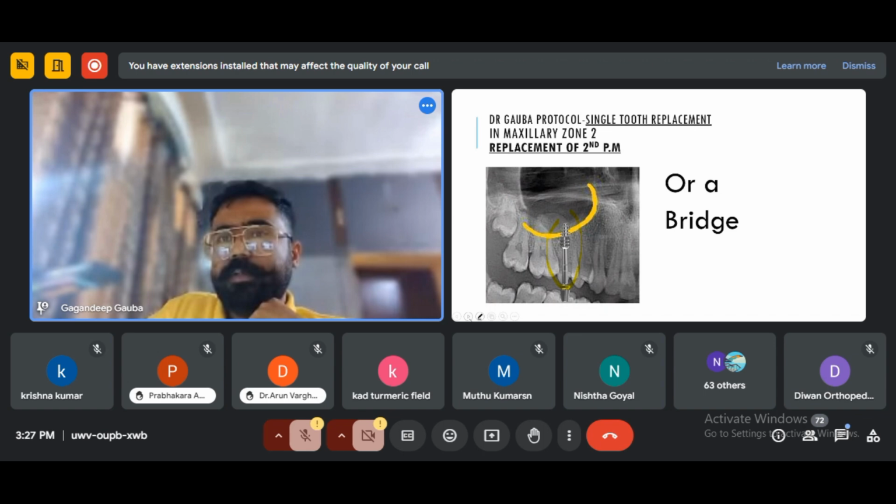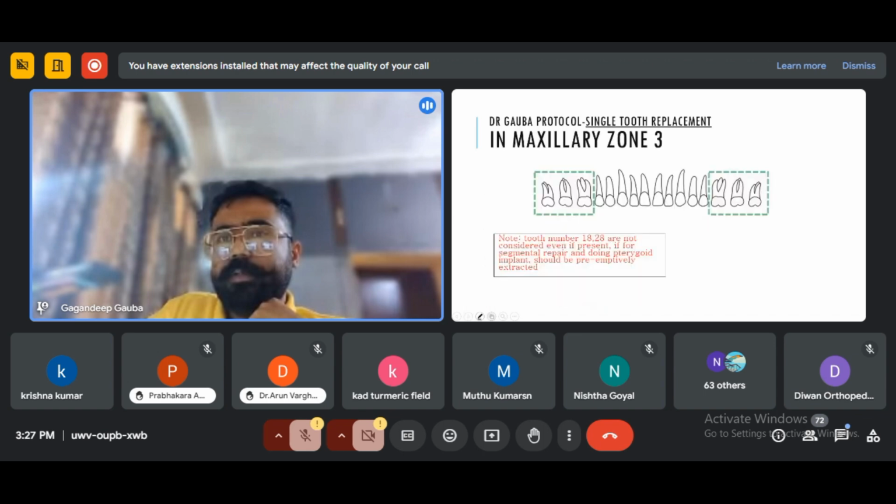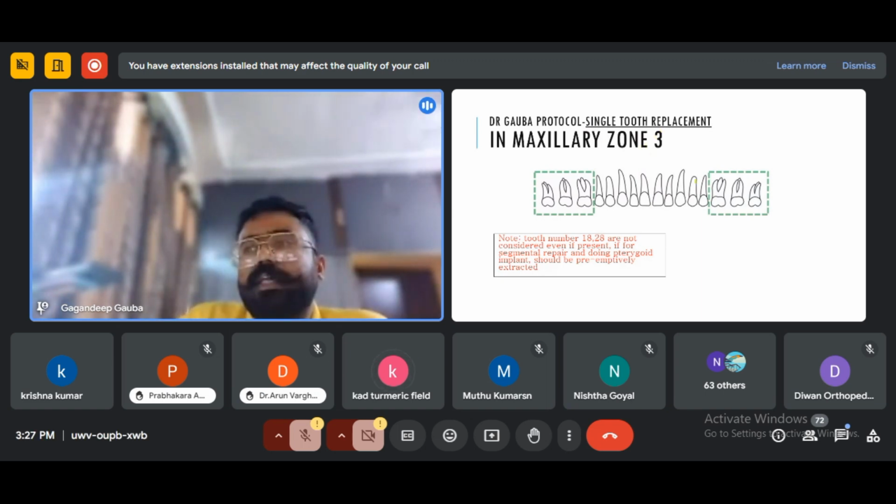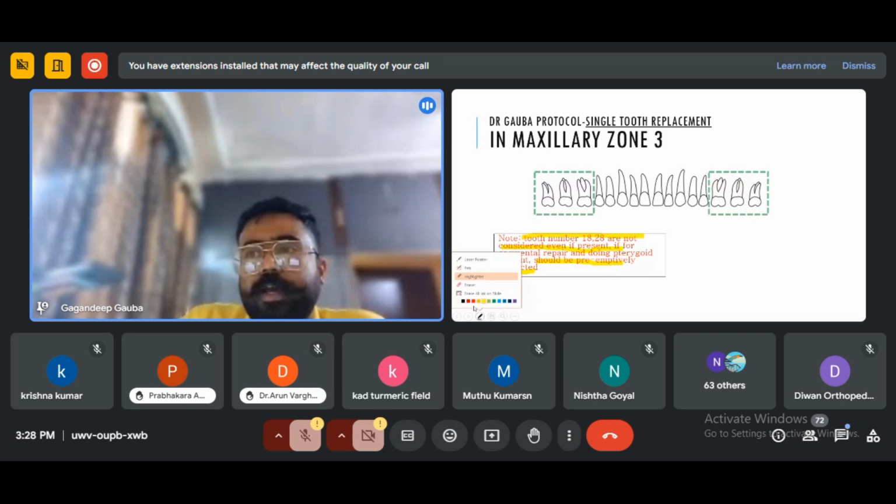Right, so I'm moving on to the next slide. So, when replacing a single tooth in maxillary zone 3, that is the first and second molar region, there is an important note: tooth numbers 18 and 28 are not considered even if present. Even for segmental repair or doing a pterygoid implant, they should be preemptively extracted, right? The third molars are not to be considered when making the treatment plan. So I'm placing a cross here and a cross here.